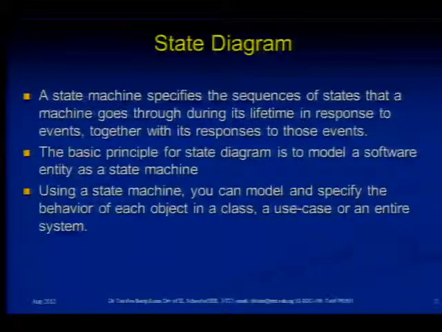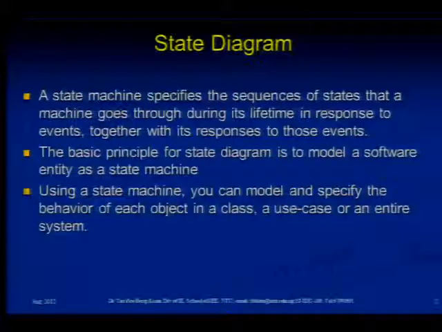Now we come to the next behavioral modeling technique we want to learn in Unit 4. That is the state diagram. In a state diagram, we model a software entity as a state machine. So the next question will be, what is a state machine? A state machine has a number of states, and the machine will respond to external events to move from one state to another state. That is a general characteristic of a state machine.